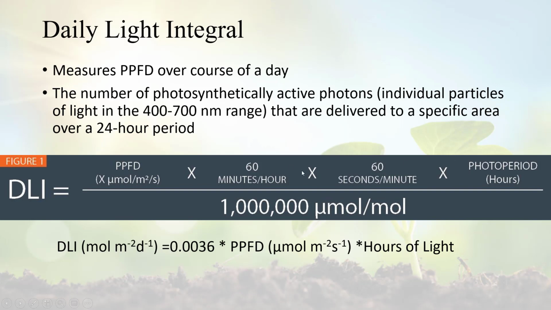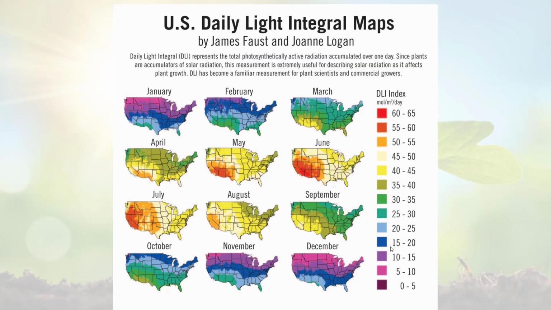The simplified version of this equation is you take your PPFD value, multiply it by 0.0036, and then multiply it by hours of light. That's going to give you your daily light integral, the amount of photons being delivered to your plant over a 24-hour period. And again, those photons are being used to power photosynthesis that ultimately affects your growth and yield.